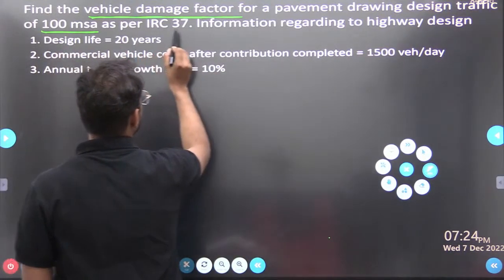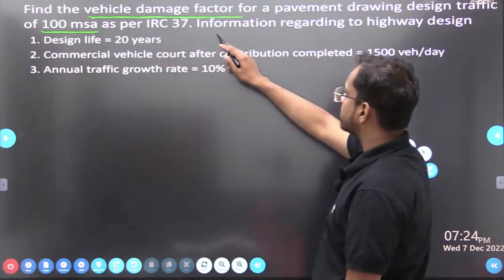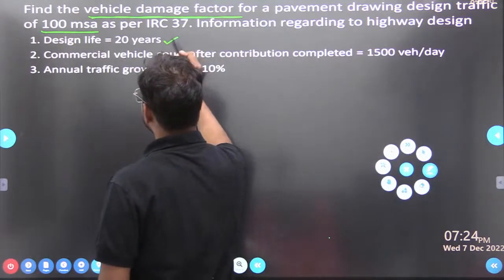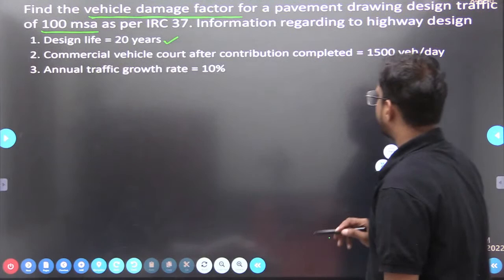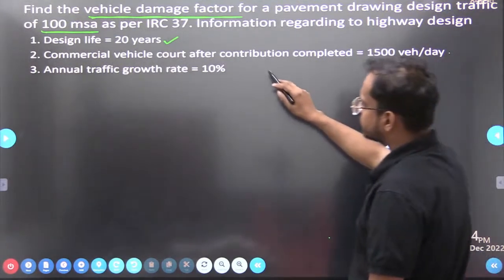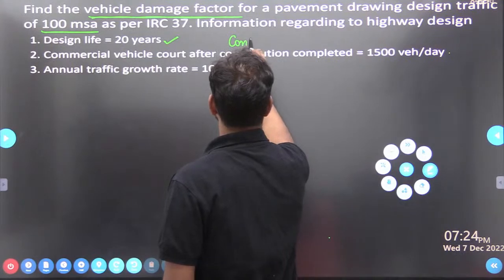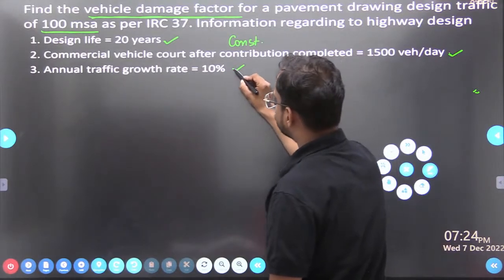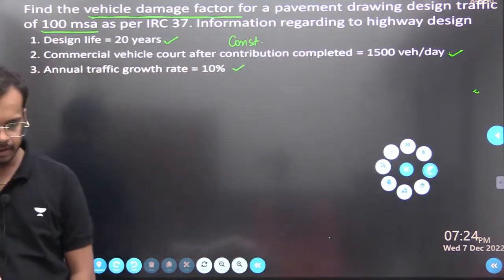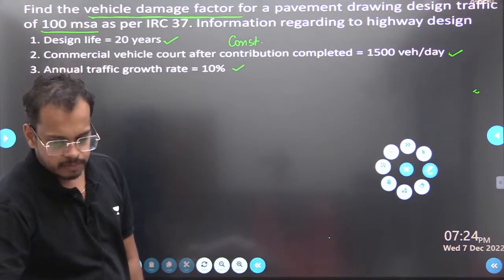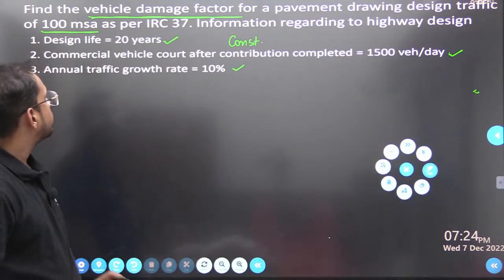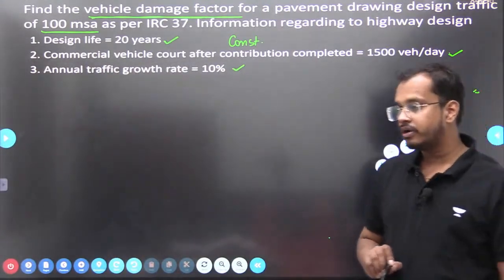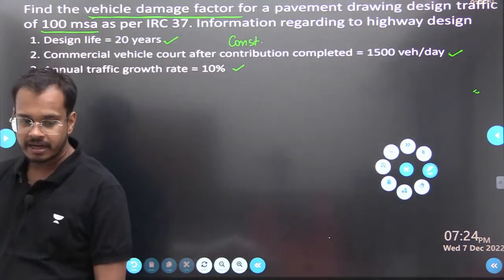As per Indian Road Congress 37, the highway design life is 20 years, given in the question. Commercial vehicles counted after construction is completed are 1500 vehicles per day, and annual traffic growth rate is 10% per annum. Am I right? The main question is to calculate the value of vehicle damage factor. We already know that this problem is related to the modified CBR method.